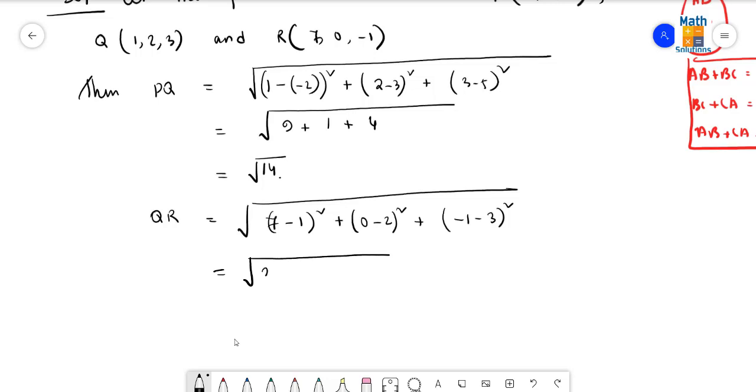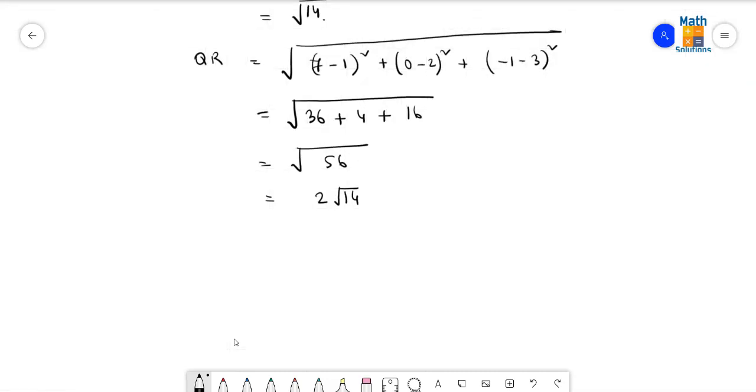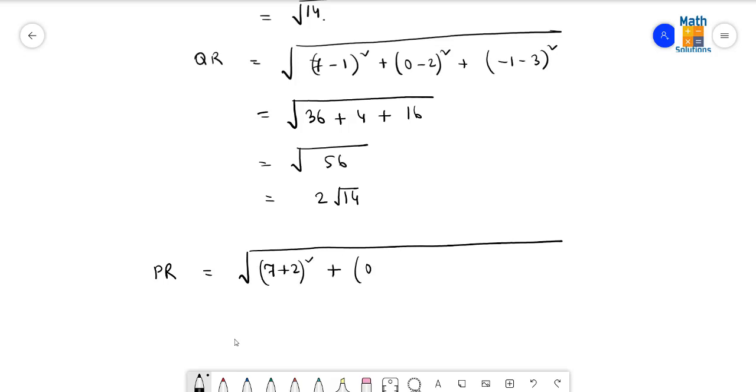It is 36 plus 4 plus 16, and that will give us the result of root 56, which will be 2 root 14. So this is the answer for QR. And then the last part is left, that is PR. So for PR, using the distance formula on the coordinates, we shall be getting 7 plus 2 whole square plus 0 minus 3 whole square plus minus 1 minus 5 whole square.